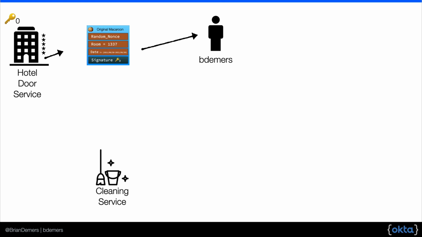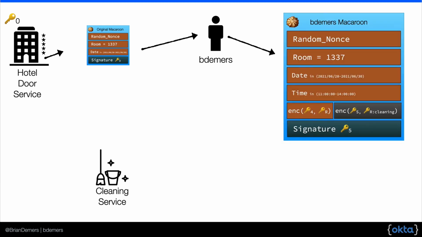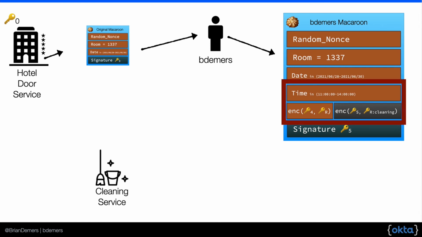So I take my macaroon and I'm going to add a couple of different caveats to it. Remember, I know key 3 because it was in the original signature, so I can use that to update the token. My first caveat isn't anything special. The cleaning service can now only enter my room midday.